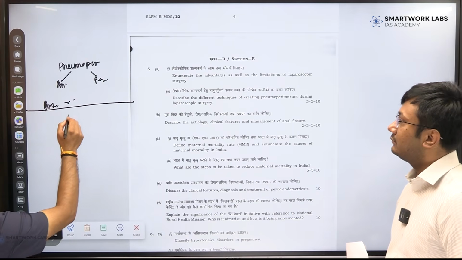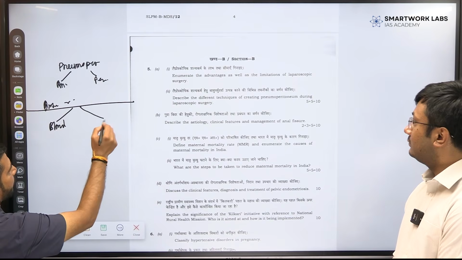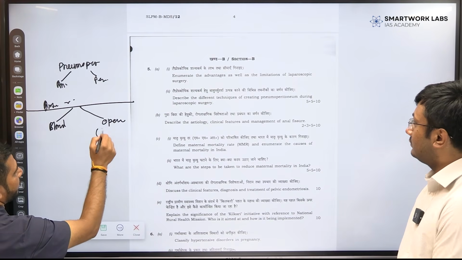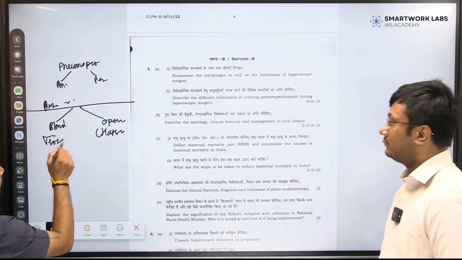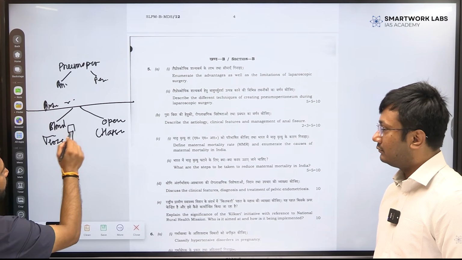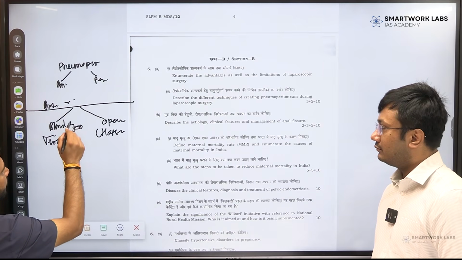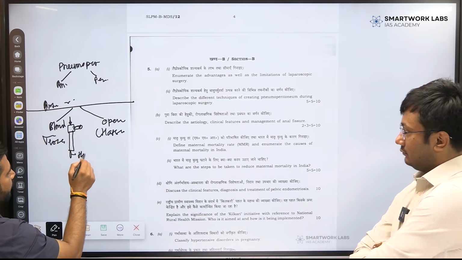Now I will write pneumoperitoneum: blind procedure, open technique. ओपन टेक्निक का नाम आपको लिखना है, Hasson technique. ब्लाइंड टेक्निक में आप यूज करते हैं Veress needle. Right of Veress needle, Veress needle of the tip. This is a cannula. This is a port. तो यहाँ से आप एयर से insufflation करते हैं. This is a flexible needle.